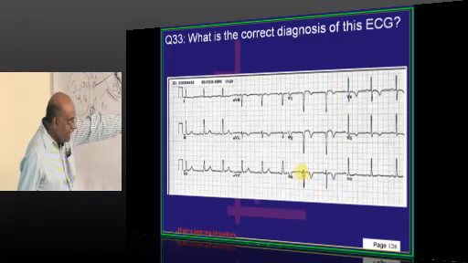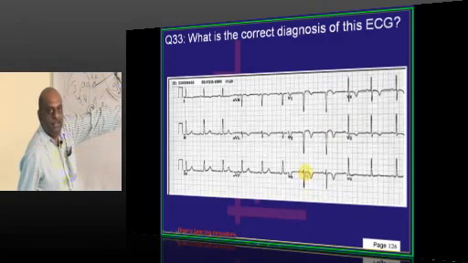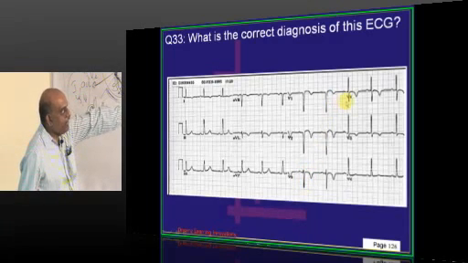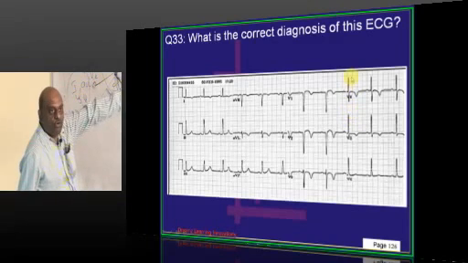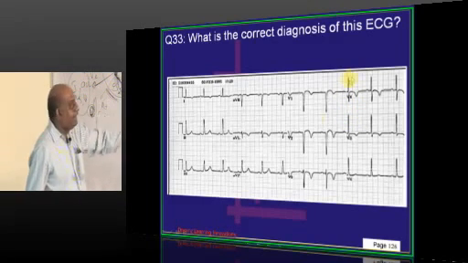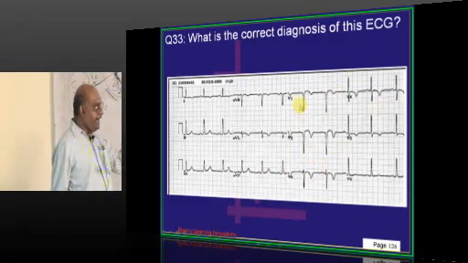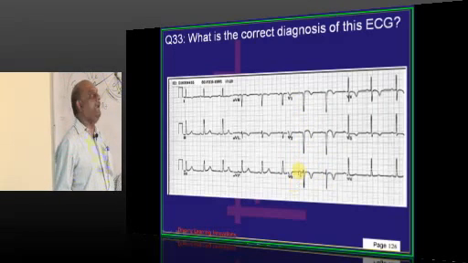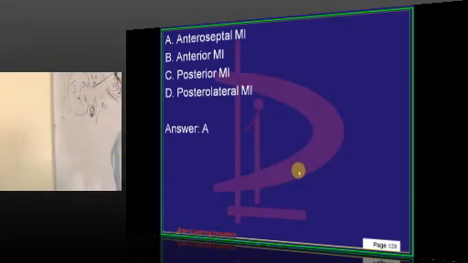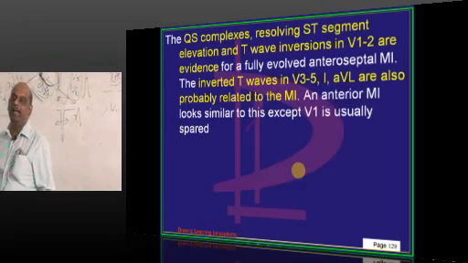You see, in V3 such a deep Q wave. Q means negative wave. And V4 also you find a deep Q wave before R wave. That indicates anterior and septal. Anteroseptal MI is what you will basically conclude.